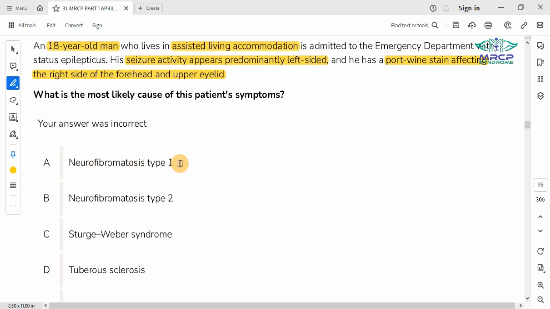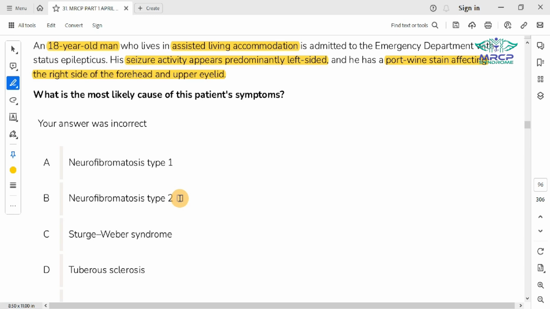And neurofibromatosis type 1, this is the peripheral neurofibromatosis. They usually come with features of axillary freckling or cafe au lait spots. Neurofibromatosis type 2, this is the central neurofibromatosis. The most common association is the vestibular schwannoma.